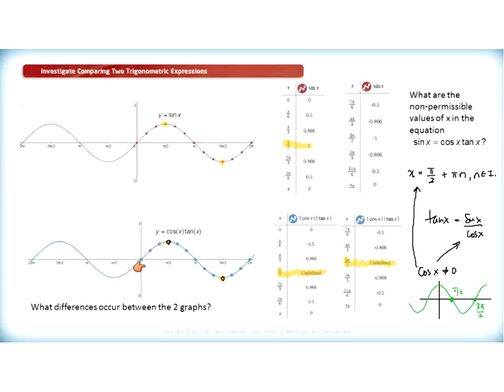So although the two graphs look to be identical, there are some slight differences. Now, is this an identity? The answer is yes. Sine x equals cosine x times tan x is still an identity because it is true for all permissible values of x. And that's the definition of an identity. As long as it's true for all permissible values of x, both sides of the equation are true, then yes, this is an identity. It's just that there are non-permissible values in the equation.